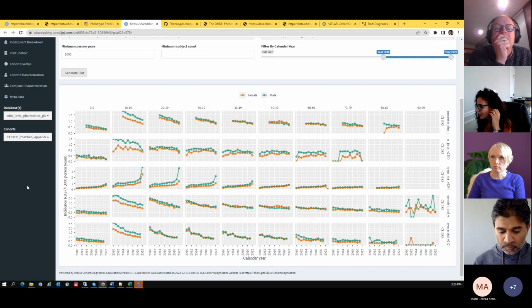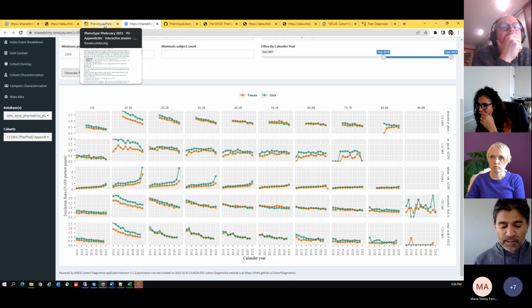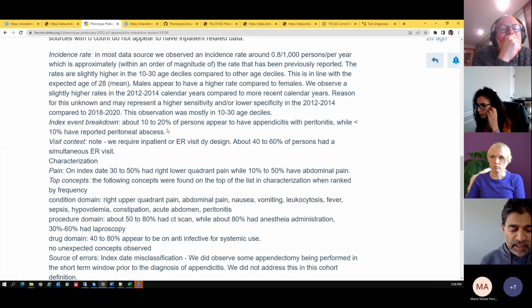But do we agree that this is consistent with at least the demographic breakdown of what we expect for appendicitis, age and gender? Everybody okay? Good. So that is consistent. That made me feel like the persons being captured are consistent with the clinical idea.